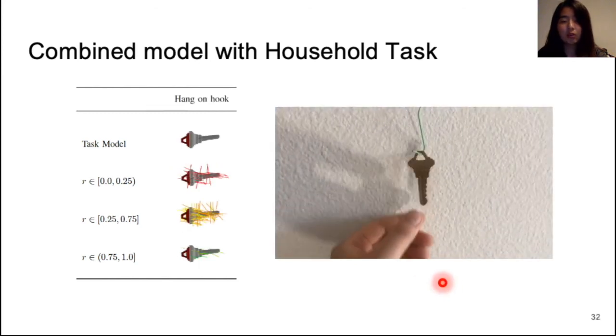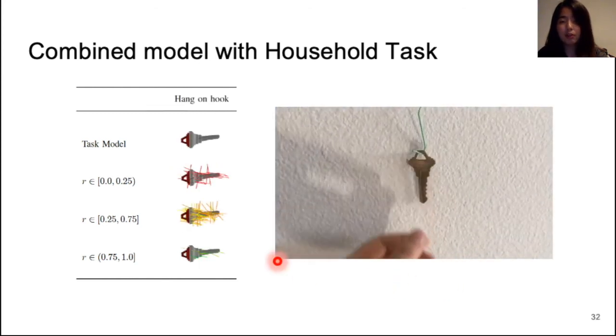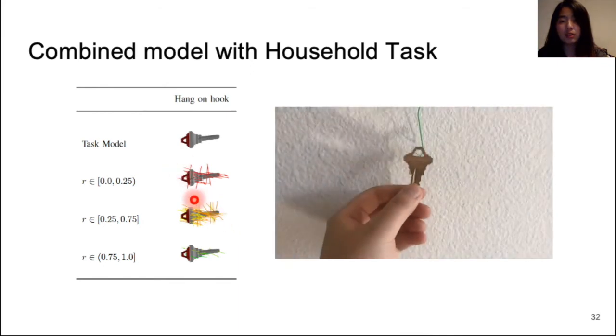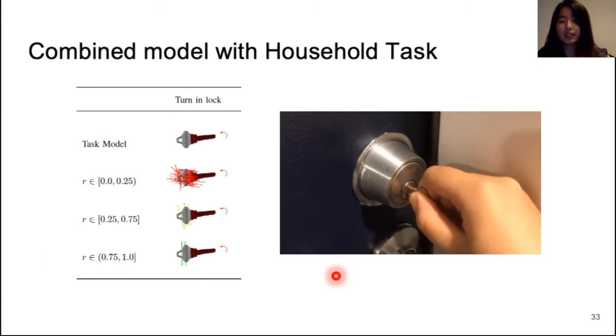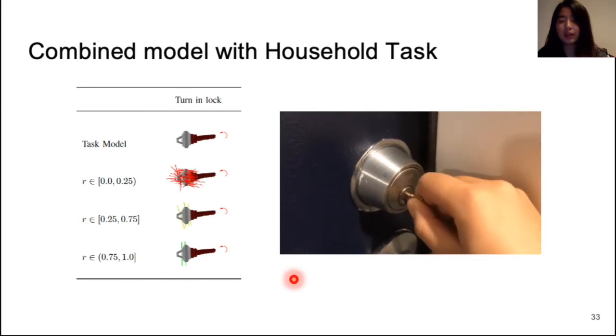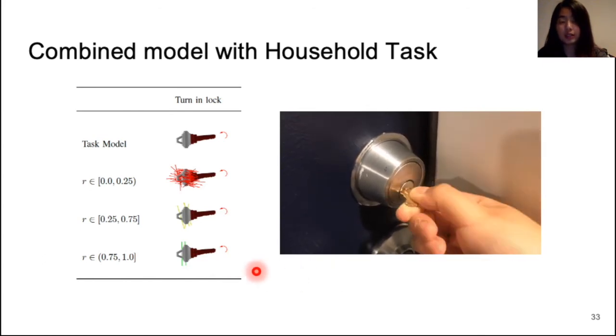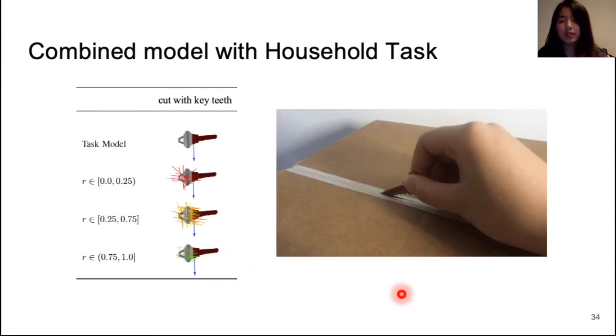To hang the key on a hook, we mask out the top region of the head. So the grasps generated are from the blade. To turn the key in a lock, we mask out the blade area and add a torque indicating the desired rotation. The last task we consider for a key is cutting the tape on a cardboard box.